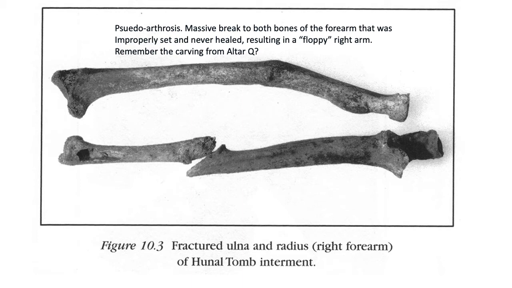The radius, you can see, was a break, and it healed but bent. The ulna, however, never properly healed back together and created a false joint, so that every time he moved his forearm, those two ends of bone would have ground together and been unbelievably painful.